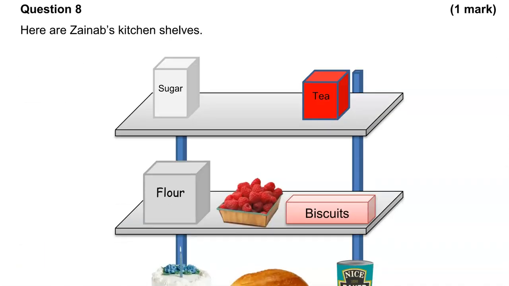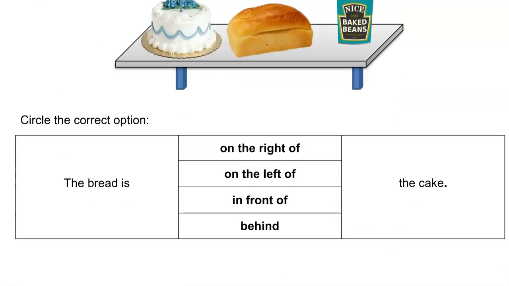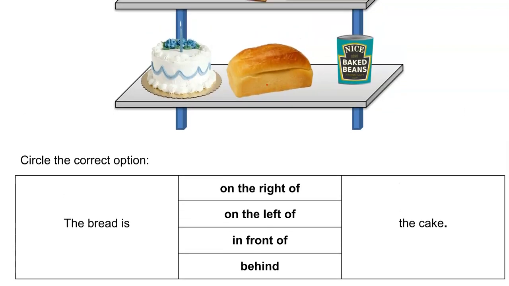Here are Zainab's kitchen shelves. Circle the correct option. The bread is on the right of the cake, on the left of the cake, in front of the cake, behind the cake. So bread is here, and here is the cake. So that's the right of the cake, that's the left of the cake. So bread is on the right of the cake.